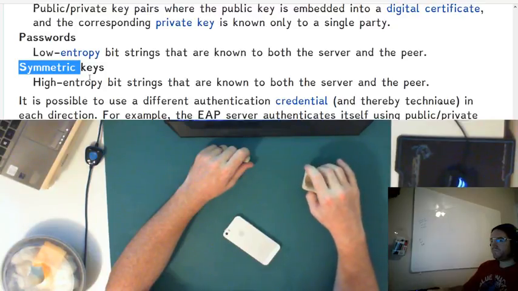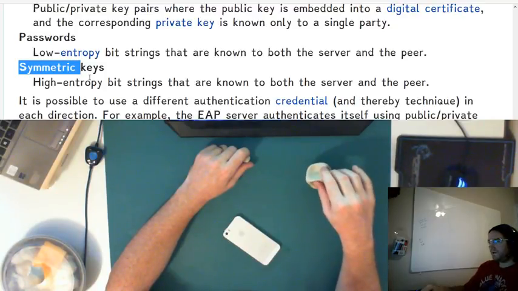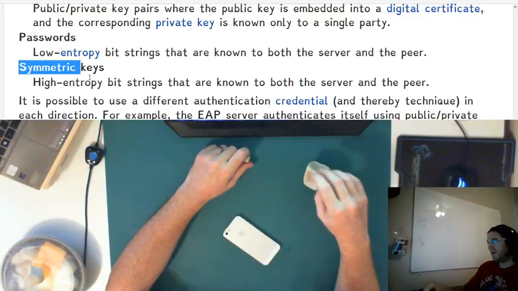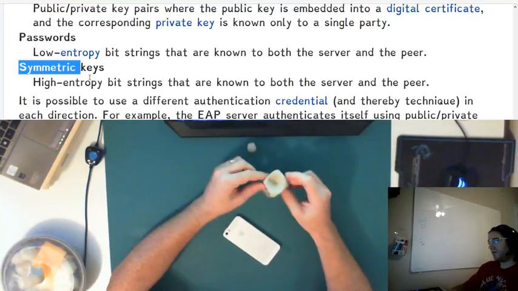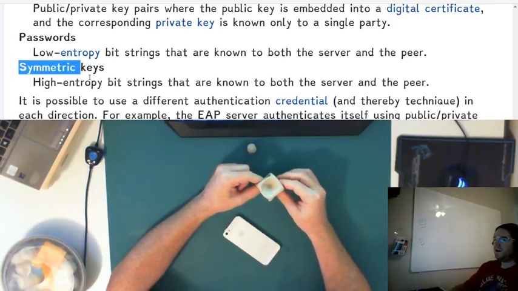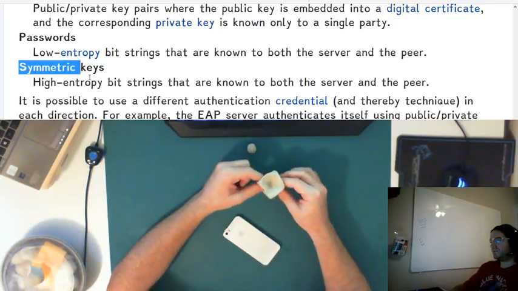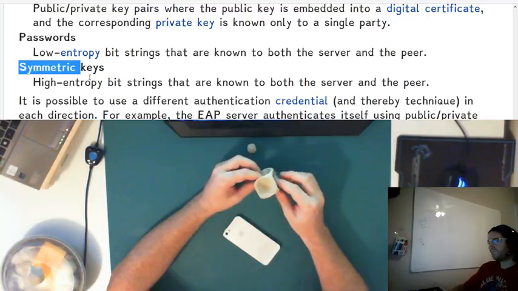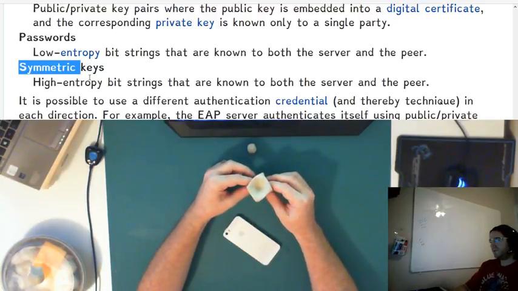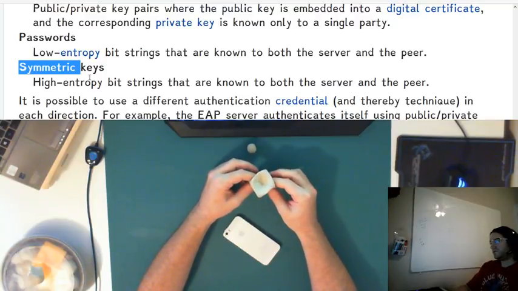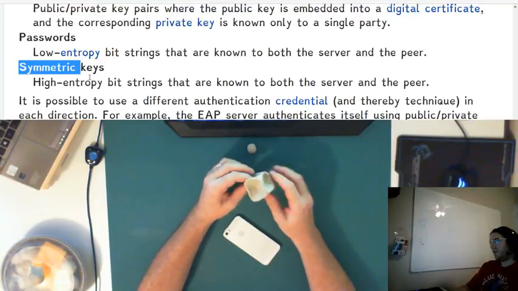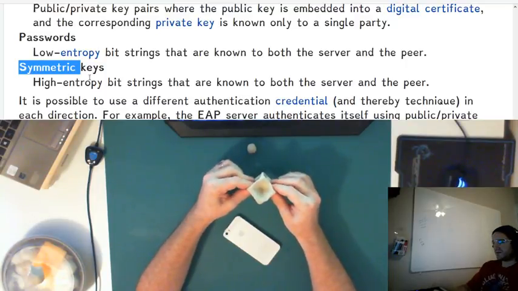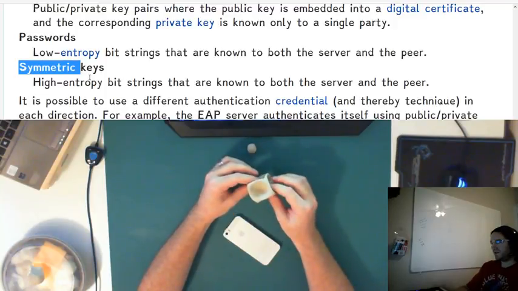It is possible to use different authentication credentials and thereby techniques in each direction. For example, the EAP server authenticates itself by using a public-private key pair, and the EAP peer using symmetric keys. In particular, the following combinations are expected to be used in practice. The EAP server has an asymmetric key pair, and the peer could use another asymmetric key pair, a symmetric key, or a simple password. But if they have symmetric keys, a symmetric key is used by the server. Those are best practice.